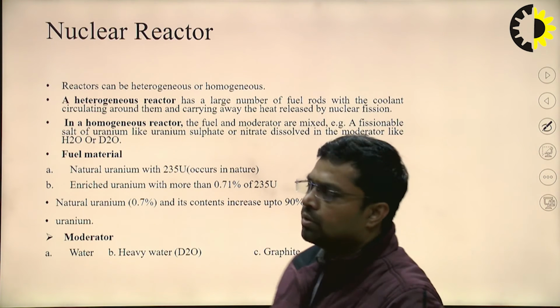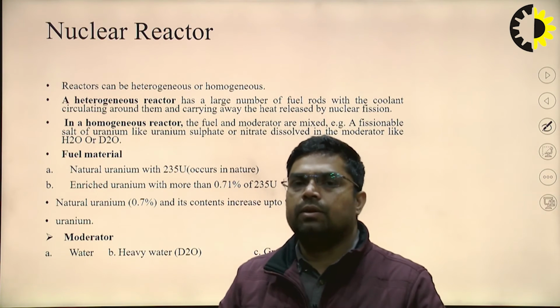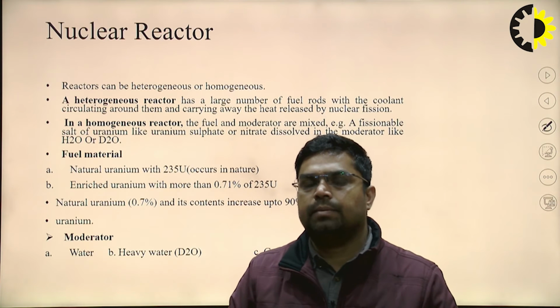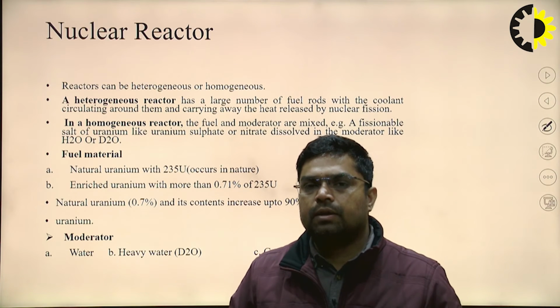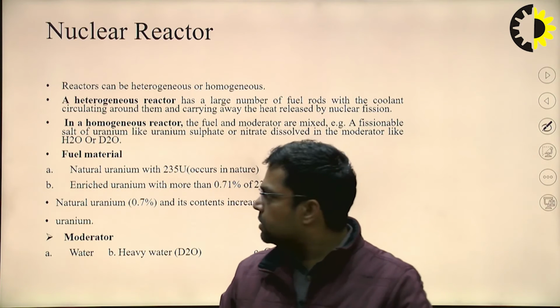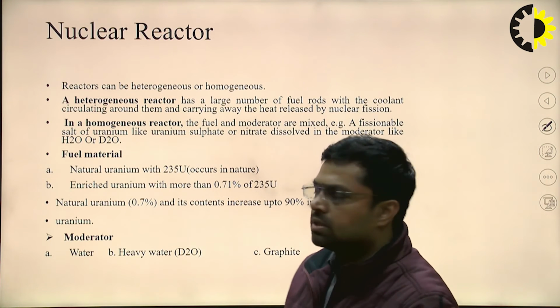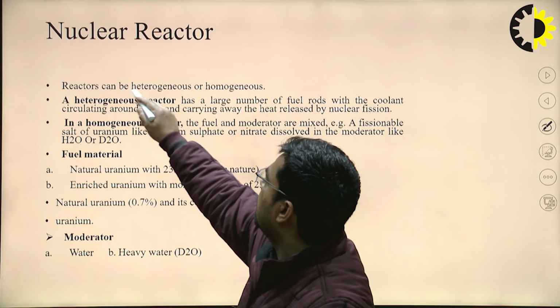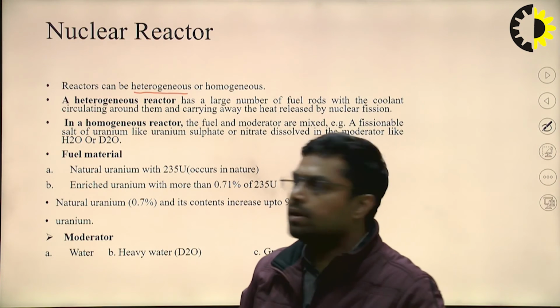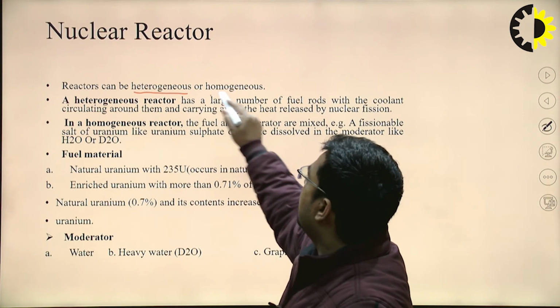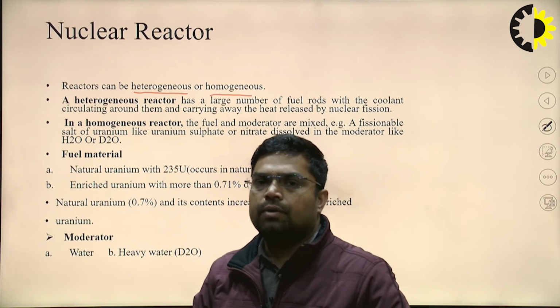Now come to the nuclear reactor. What is a nuclear reactor? How will a nuclear reactor be classified? What are the terms and technology we will discuss here? So reactors we classify basically into two types. They are either heterogeneous reactors or homogeneous reactors.